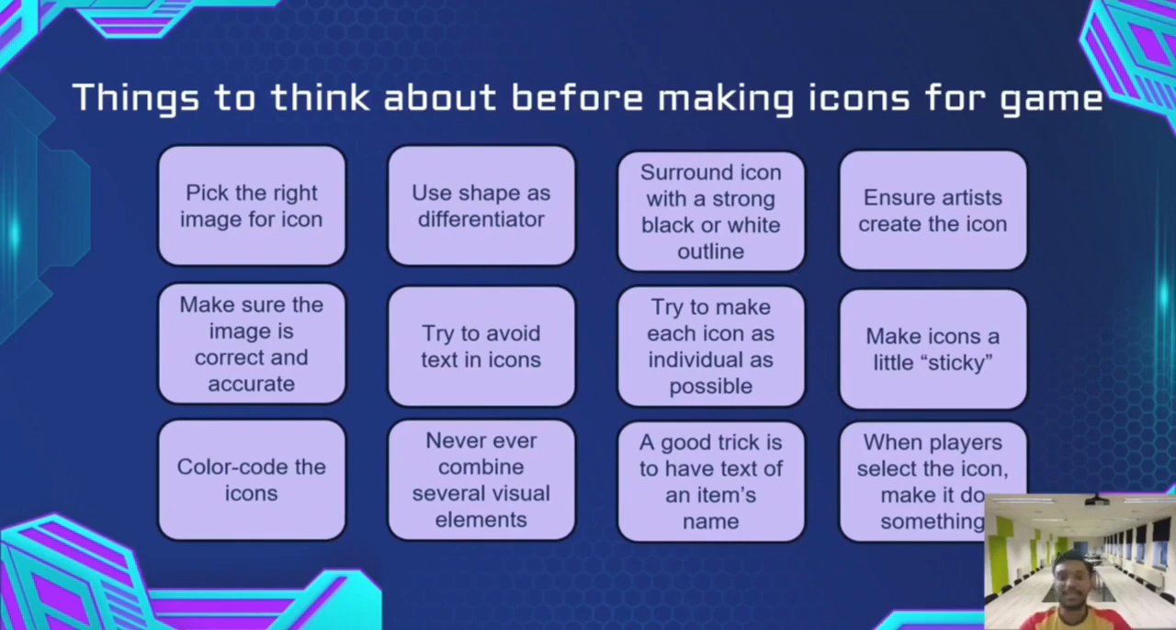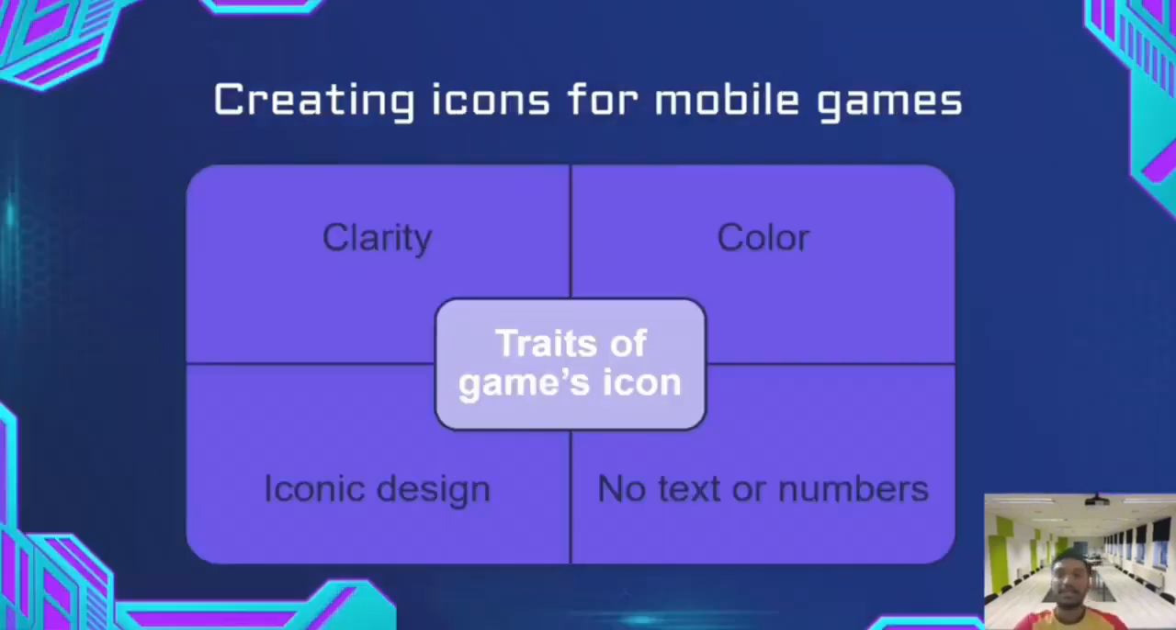Another good trick is to have text of an item's name appear if the player moves their cursor over the icon. We should ensure that the artists are the ones who are creating the icon. We should not let others create the icon simply. We should also make our icons a little sticky in our game. When players select the icon, make it do something, for example, making a clicky sound or changing the color.